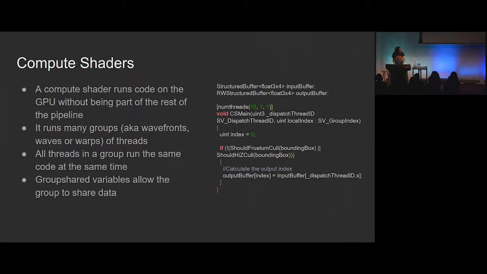We also have a local index, which is the index within this wavefront. So we can use that to do some smart things with our group sharing variables and cutting down on the amount of work we do. In this example here, I'm just checking, should we frustum cull this thing? Should we high Z cull it? And if not, and it should go to screen, then put it in the output buffer. That's very, very cut down. You'd need to calculate the index as well. So we'll go into a bit more detail.